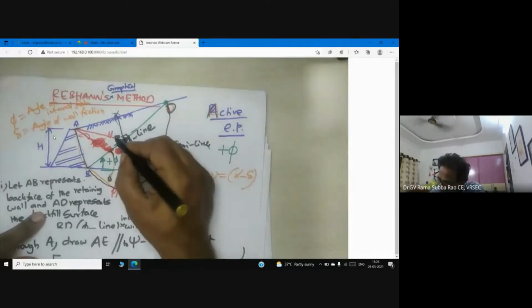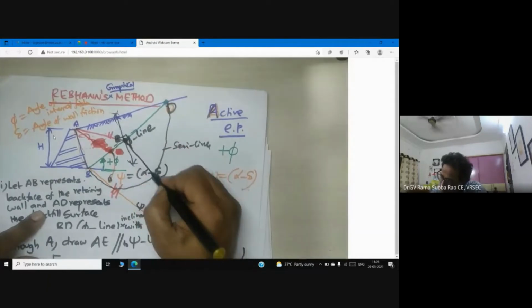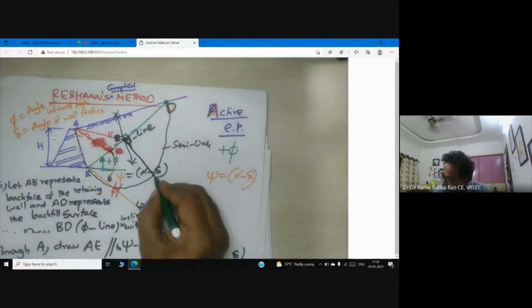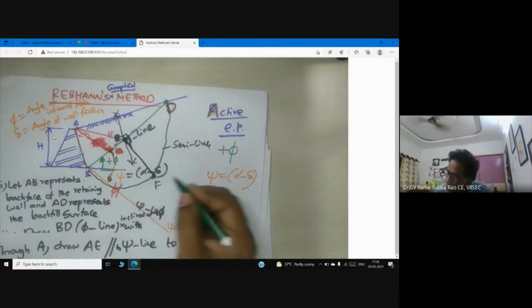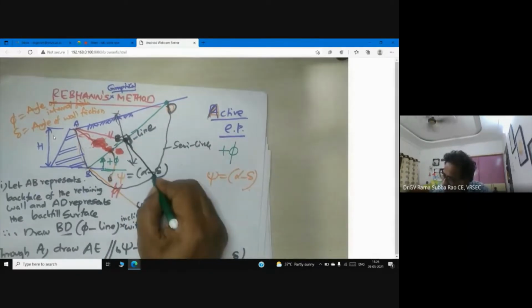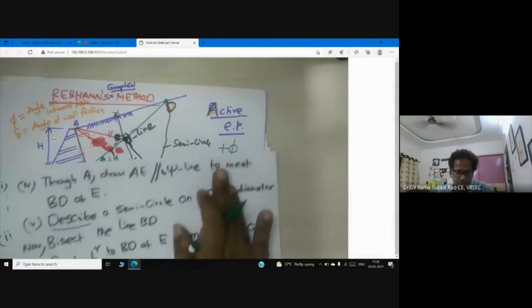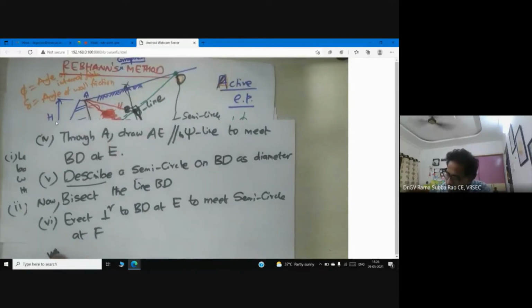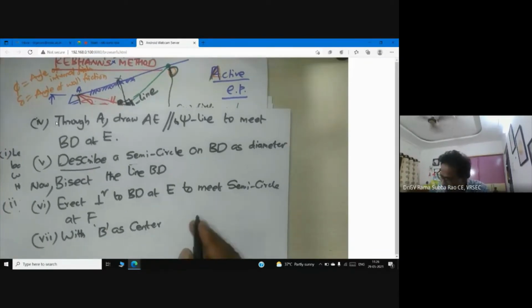Now you draw a perpendicular. So from E, this is E, draw a perpendicular. Now it should intersect this at point F. So this is your point, F. Now let us proceed now. The next point, with B as center. So let me proceed now. With B as center and BF as radius.